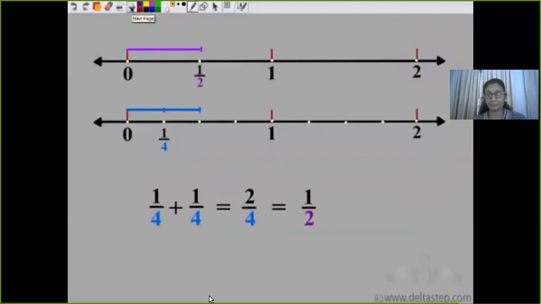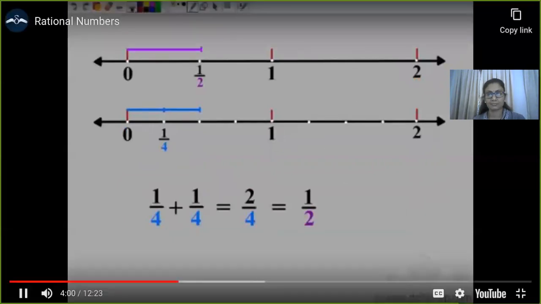So 1 by 4 plus 1 by 4 was 2 by 4, which was same as half. Now again, if 1 by 4 was added again.